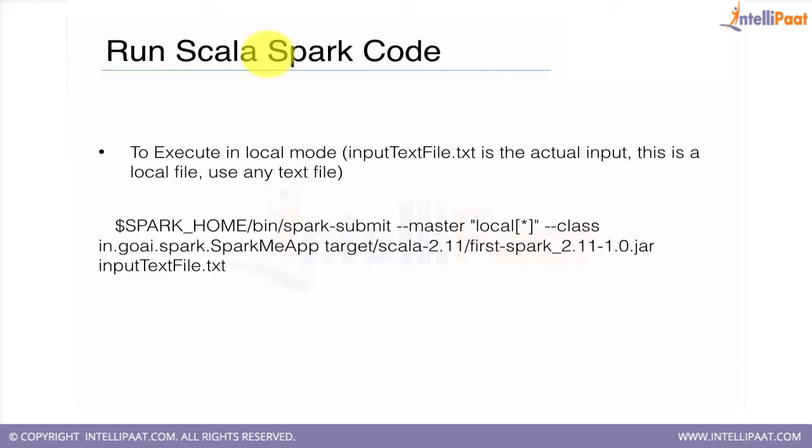And the next argument is, where is this class available? I'm telling that the class is available in a folder called target/scala-2.11, and then the jar file name, the jar file called first-spark_2.11-1.0.jar.